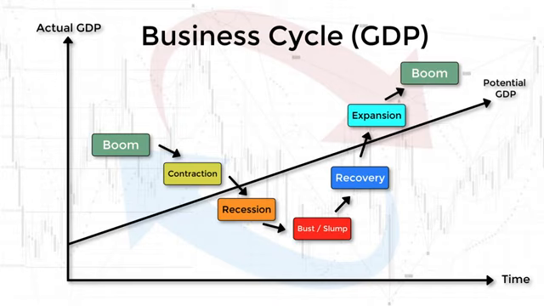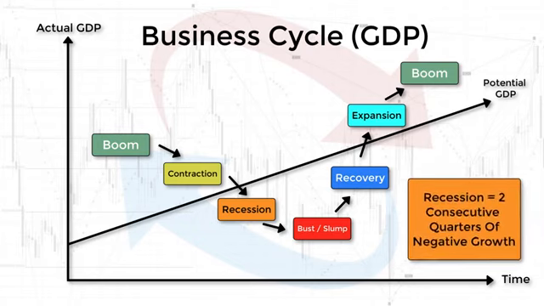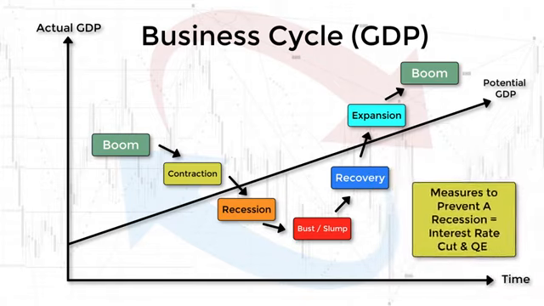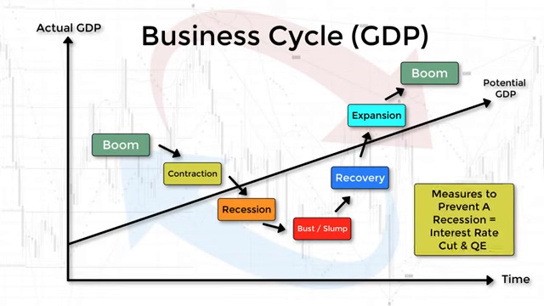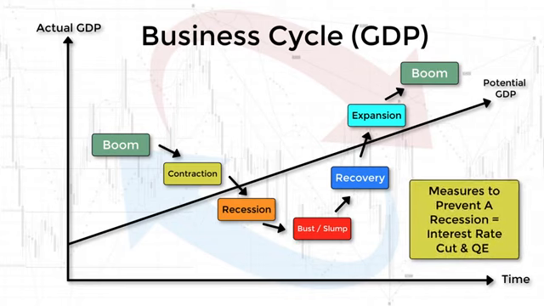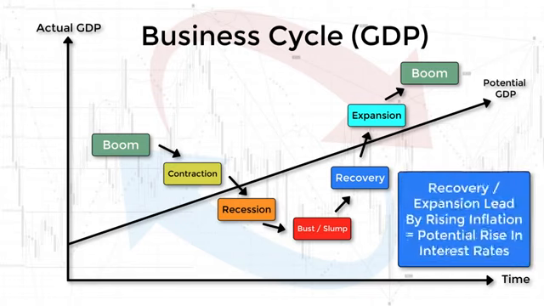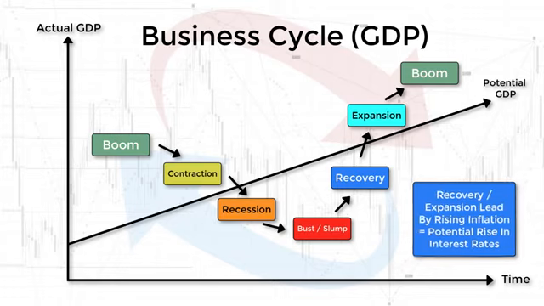A country's business cycle is considered in a recession if they have 2 consecutive quarters of negative growth. In the contraction phase of the business cycle, central banks will look to prevent a recession by employing tools we have touched on, like lowering interest rates and engaging in quantitative easing to boost spending and economic growth. Recovery and expansion phases are usually led by rising inflation, therefore central banks will contemplate raising interest rates.